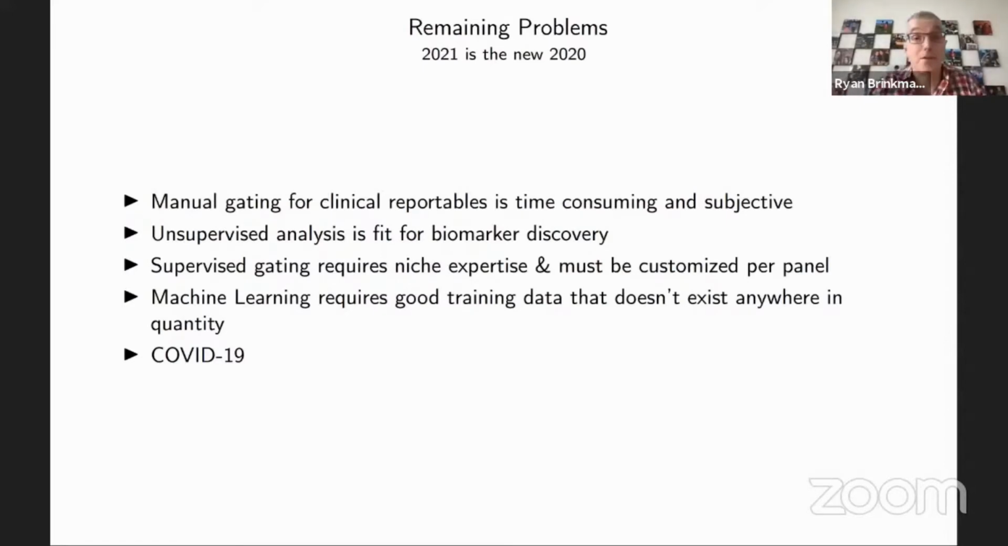We've been doing gating forever. But if you try and go and find a wealth of gated data, that doesn't exist. Even in repositories, it's really hard to get access to how people gated. And then remaining problems is 2021 is the new 2020. And we have this problem of COVID-19 happening around. So how are we going to solve these problems?